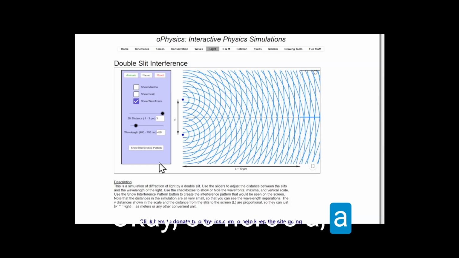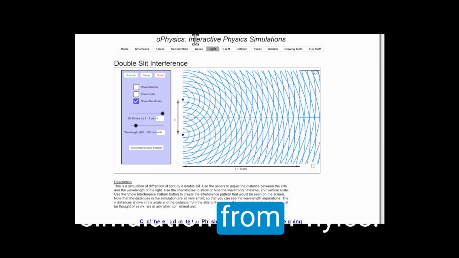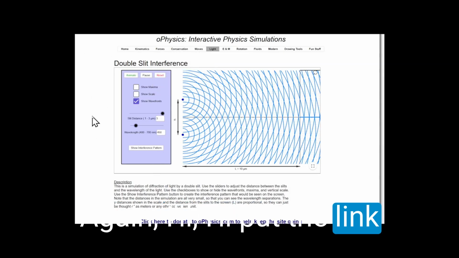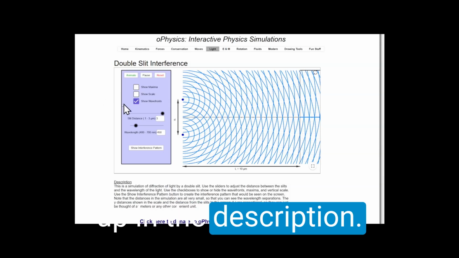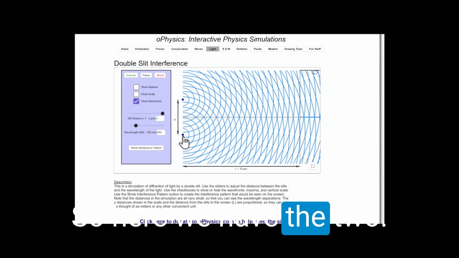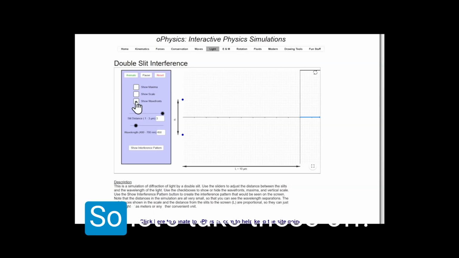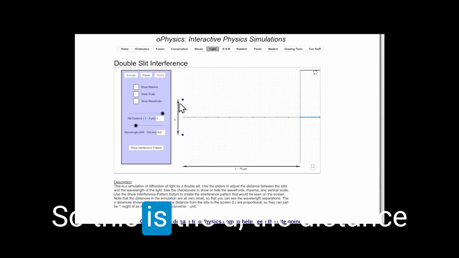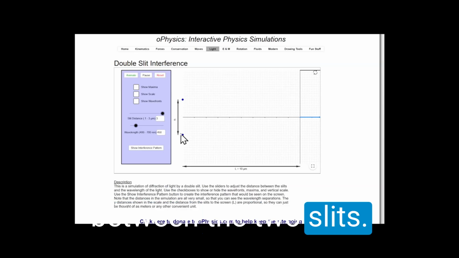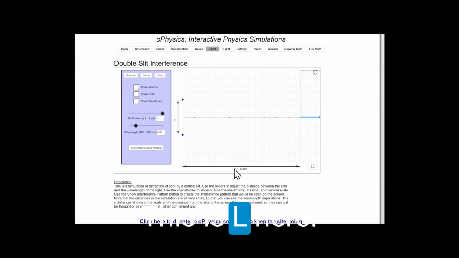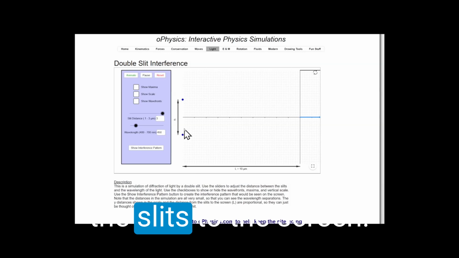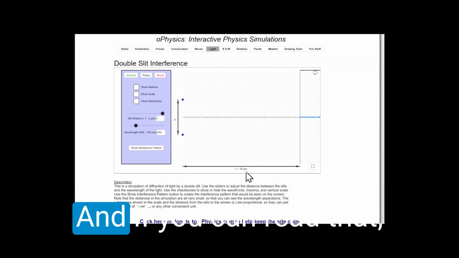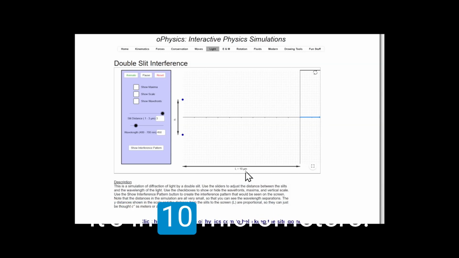Okay, so here's a simulation from Physics. Again, I'll put the link up in the description. So here we have the 2 slits, so let's take those off. So here is our separation. So this is the D, the distance between the 2 slits. This is L here, so this is the distance from the slits to the screen, and if you can read that, it's in 10 micrometers.